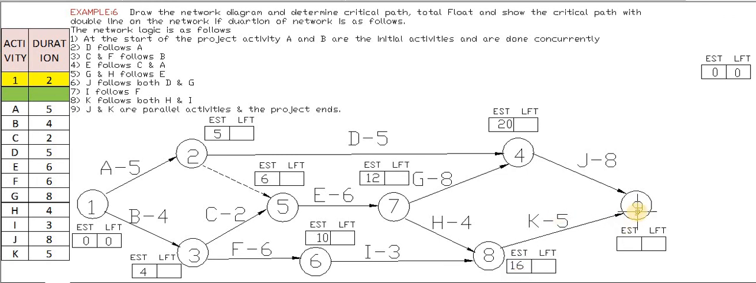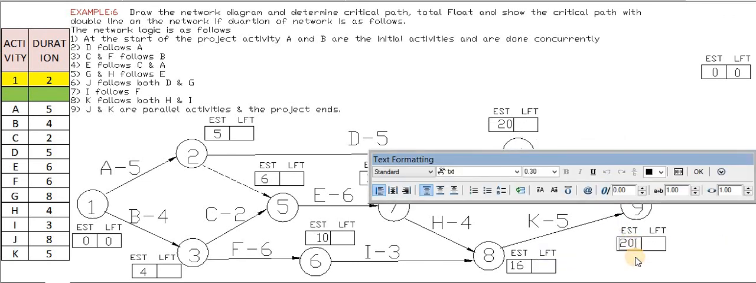What about node number 9? Node number 9 is from 4 to 9 and 8 to 9. Out of 4 to 9 and 8 to 9, we will take the maximum value. First 4 to 9: 4 has an EST of 20, so 20 plus 8 is 28. Next 8 to 9: 8 has an EST of 16, so 16 plus 5 is nothing but 21. What is the maximum? 28 is the maximum. So we will copy this and change it to 28.